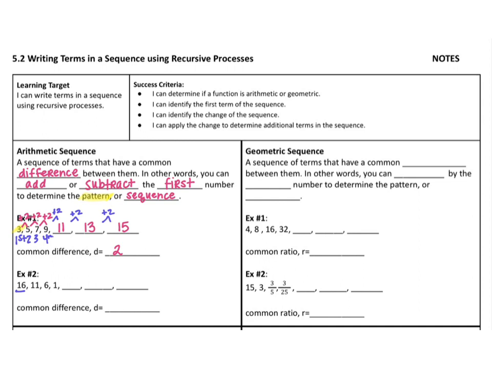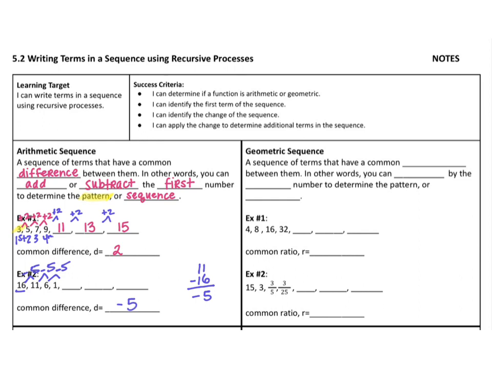Okay, so I'm going to subtract 16 from 11. And if I want to even write it over here, I can. And whatever number I get is going to be my common difference. But you can also think about it as, how do I get from 16 to 11? I go down by 5. I'm subtracting by 5. And to get from 11 to 6, I'm subtracting by 5. To get from 6 to 1, I'm subtracting by 5. That means my common difference is negative 5.